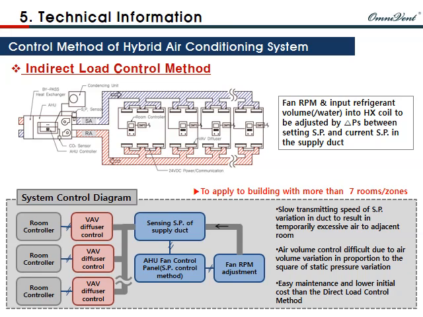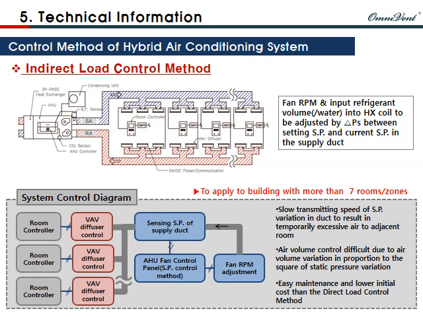The following image shows the indirect load control method, which controls total supply air from the AHU by using static pressure variation of the supply duct. The refrigerant or the water flow rate to the AHU heat exchange coil will be adjusted by the difference of desired settings of the static pressure and current pressure. Indirect load control method is recommended for application in large-sized buildings or buildings with more than 7 rooms or zones.